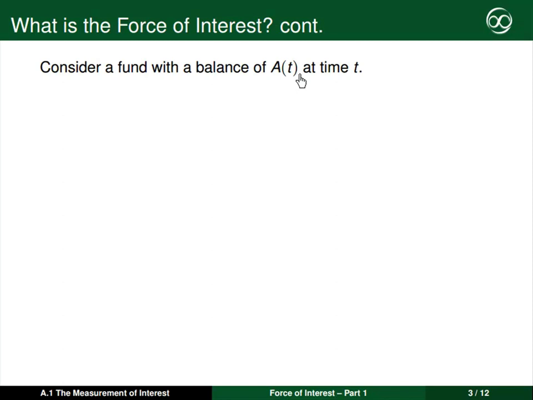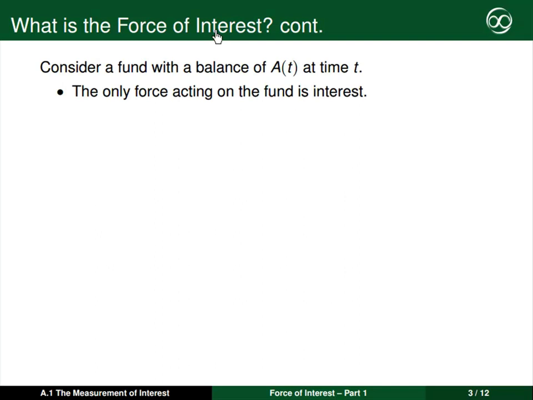Now, if we think about this fund, really the only thing that changes the fund is interest. So the only force acting on the fund is interest. So this force of interest is the only thing that is changing the balance of the fund, because we're going to assume that this fund has no additional deposits and no withdrawals. So the only thing that's changing the balance of the fund is the force of interest.